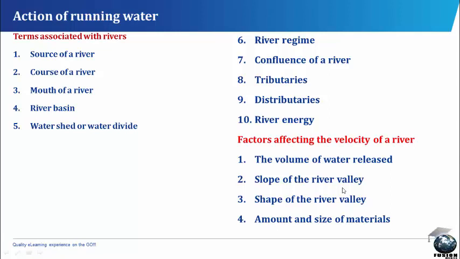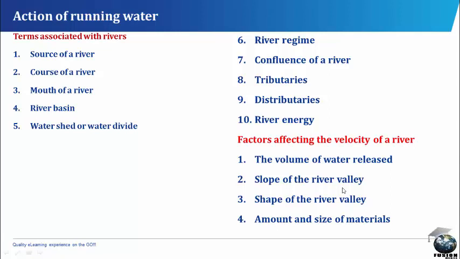The efficiency of a river to erode and transport the eroded materials depends very much on its velocity. Factors affecting the velocity of a river. 1. The volume of water released. The higher the volume of water released by a river, the higher the velocity. 2. The slope of the river valley. The steeper the slope, the higher the velocity of the water in the river.